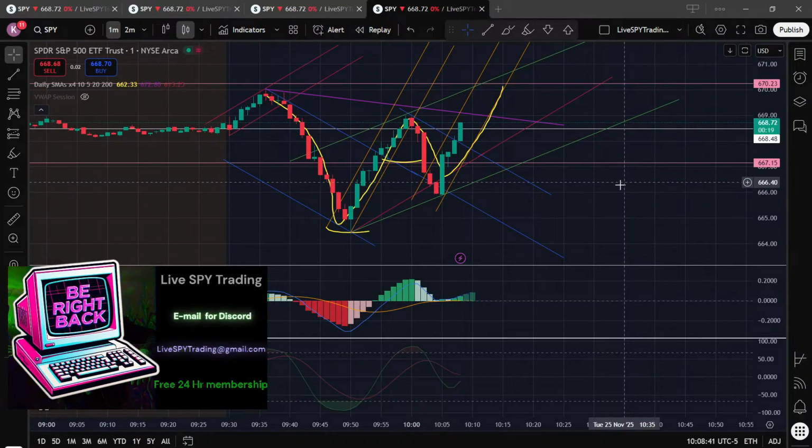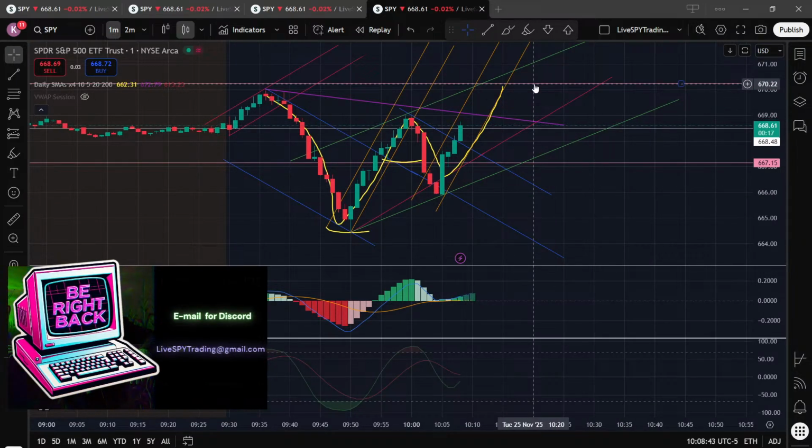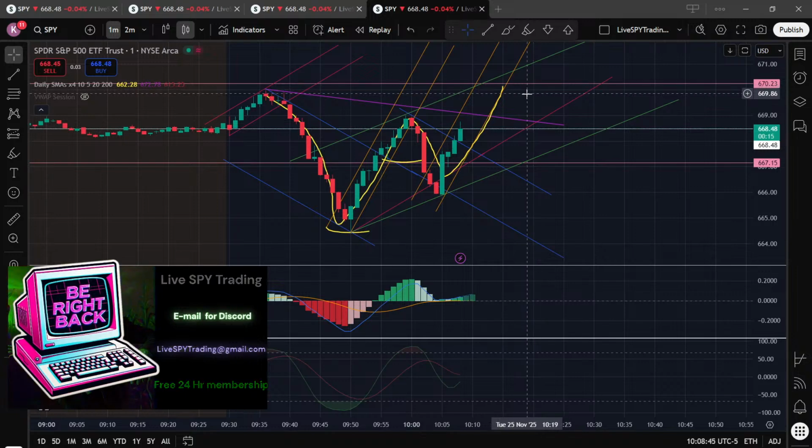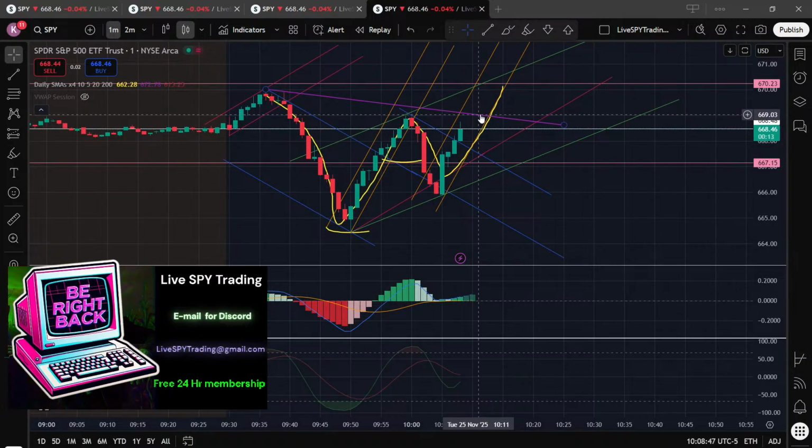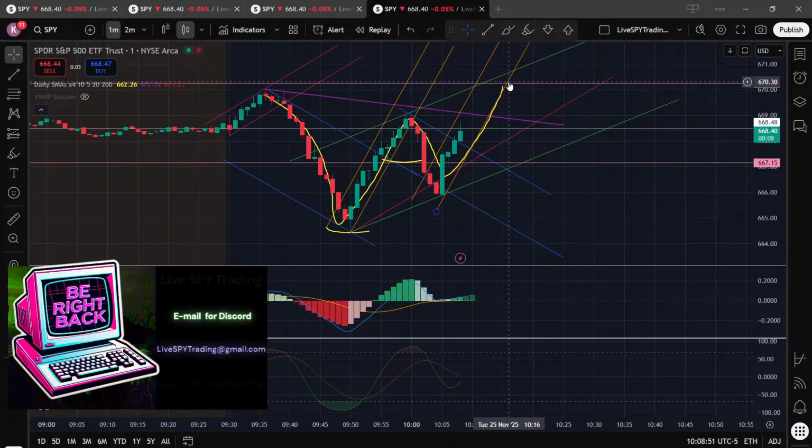Now look, if we get to pink, right? Measure risk to reward from break of purple to the pink. That's what we're hoping for.